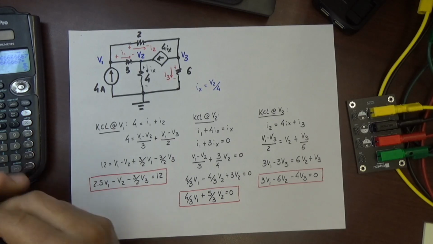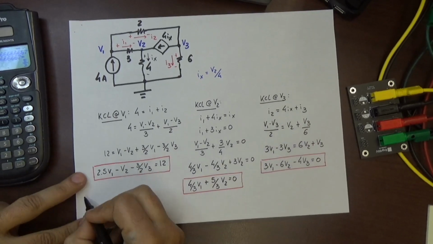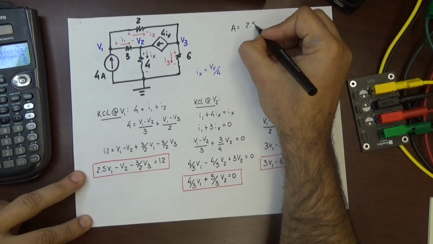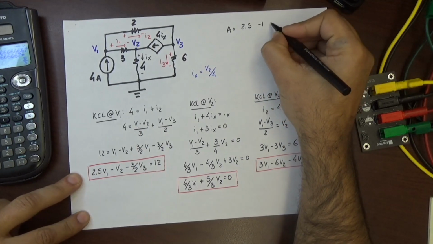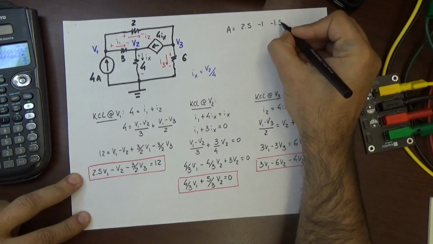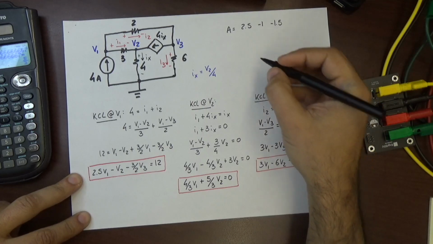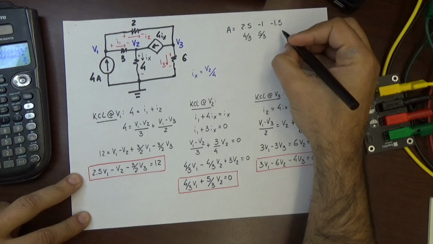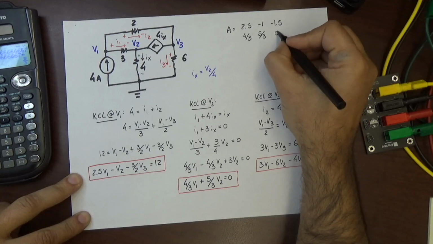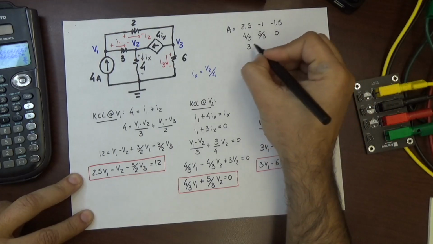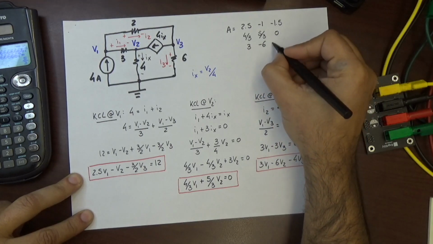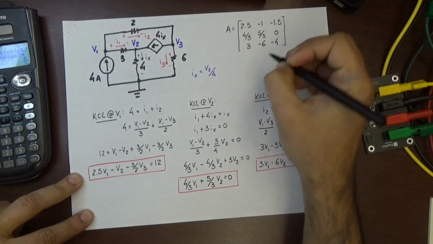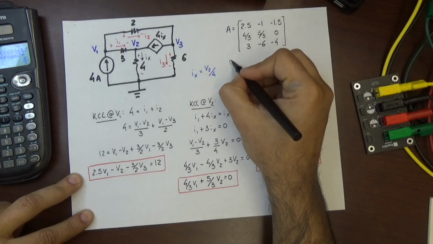Let's write the matrices. So A is equal to 2.5, minus 1, minus 1.5, or minus 3 over 2. And then we have 4 thirds, 5 thirds, and 0 for V3. And then we have 3, minus 6, and minus 4. All right, this is my matrix A. And your matrix B is going to be the constants that are not attached to variables. So 12, 0, and 0.